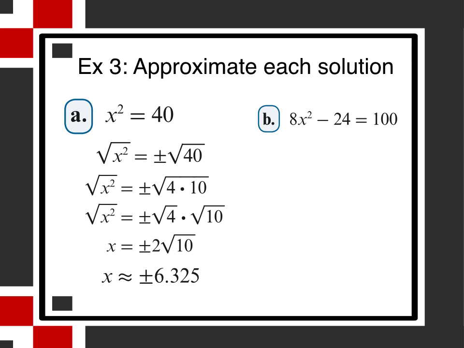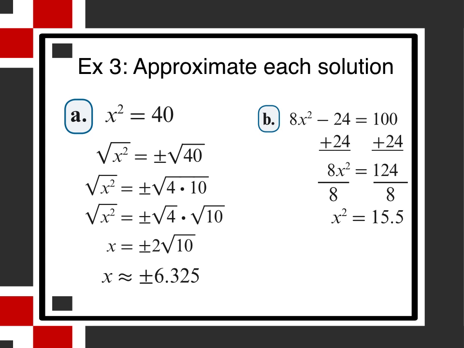Example B, we want to isolate the variable term, so we'll add 24 to both sides. Now we'll divide both sides by 8, and we get x squared equals 15.5. When we take the square root of both sides, we understand that we'll need to use a calculator because there's no known integer or terminating decimal which multiplies by itself to equal 15.5, but the calculator rounded to the thousandths place, the solution would be about positive and negative 3.937.